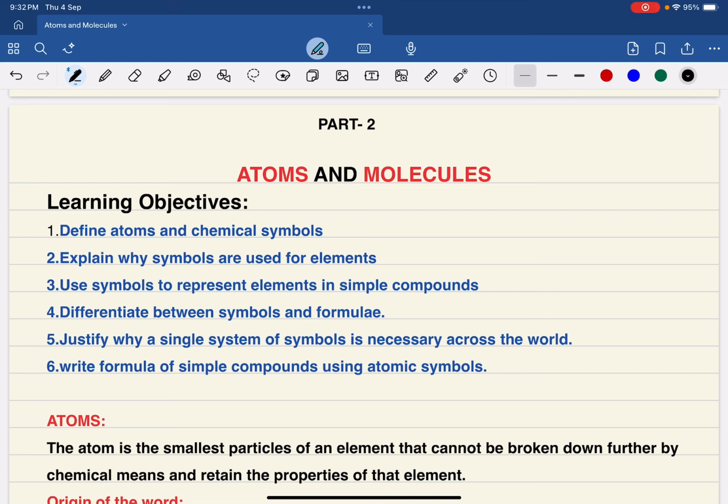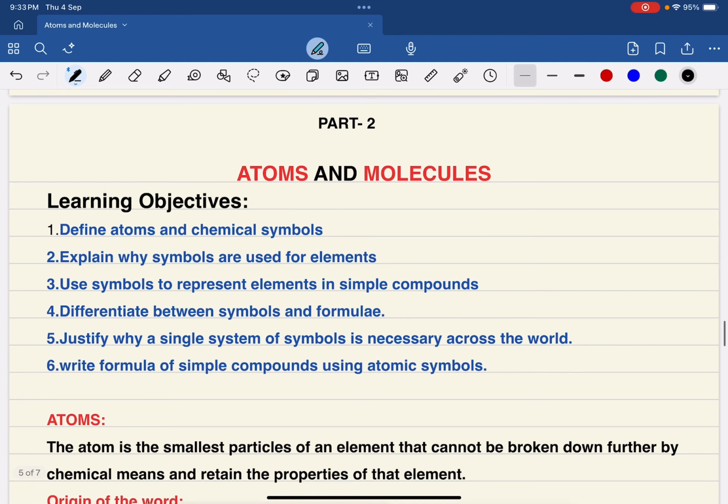Today we are going to talk about atoms and molecules, in which atoms. So first of all, the learning objectives: number 1, define atoms and chemical symbols. Number 2, explain why symbols are used for elements.